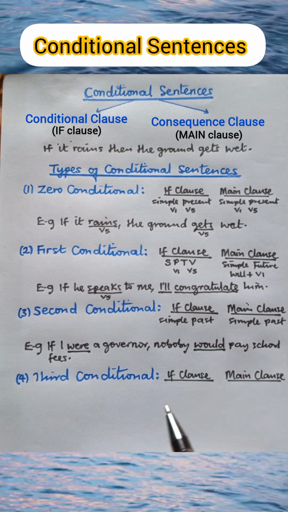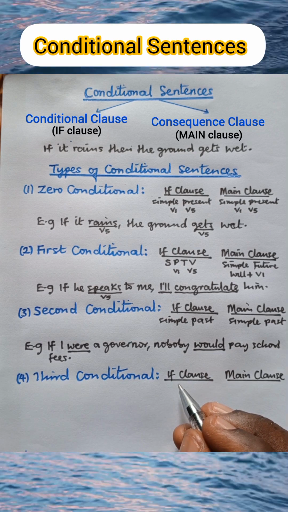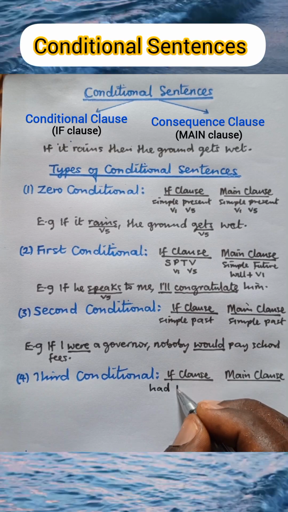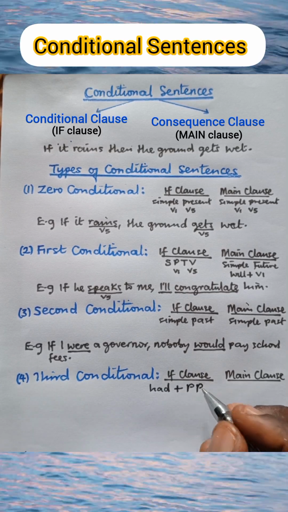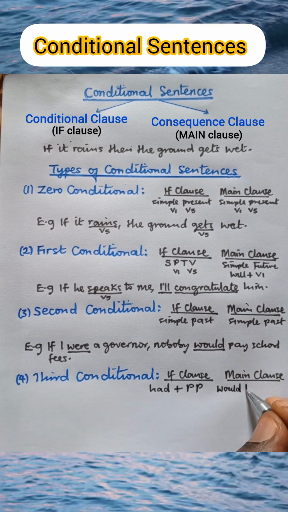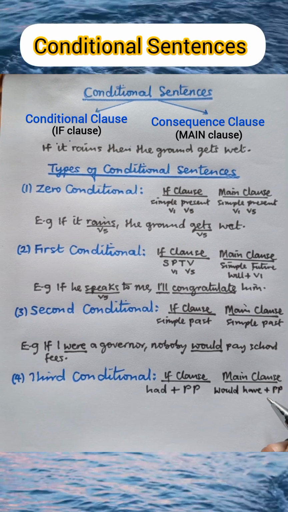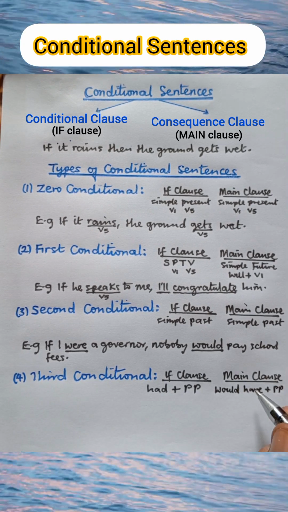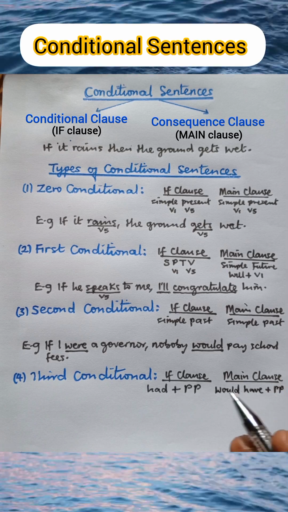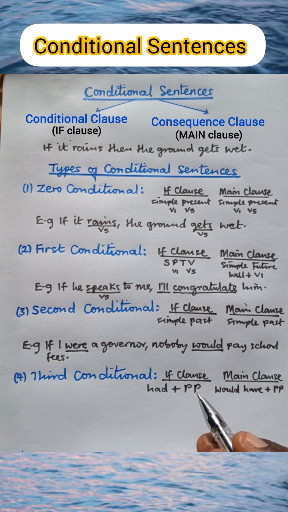Let's go to the last one, the third conditional sentence. Here, the verb in the if clause is usually a past perfect tense, that is, had plus past participle, while the verb in the main clause is would have plus past participle. Okay, so once you see would have plus a past participle in the main clause, know that automatically the verb in the if clause has to be had plus past participle. Let's look at an example.